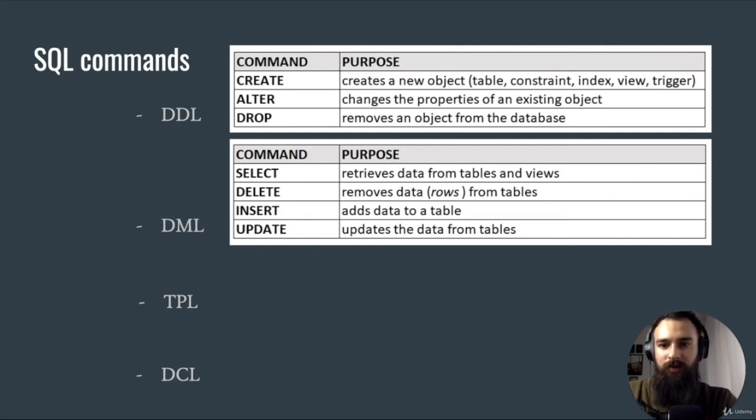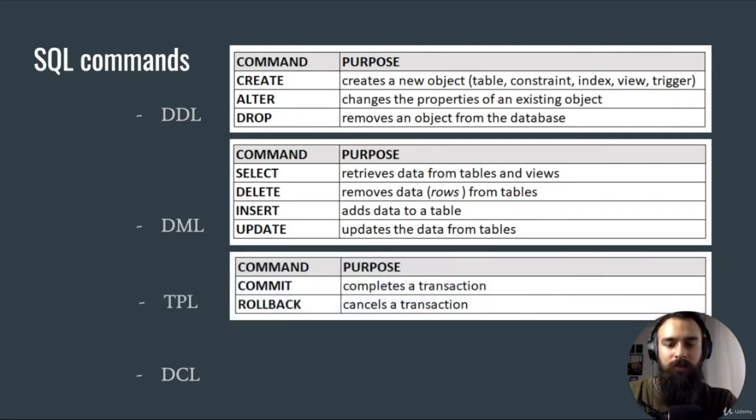Next, we have the TPL commands. This is the transaction processing language. It is used to process the data. There are two TPL commands, commit and rollback. And commit completes a transaction. What do I mean by completes a transaction?